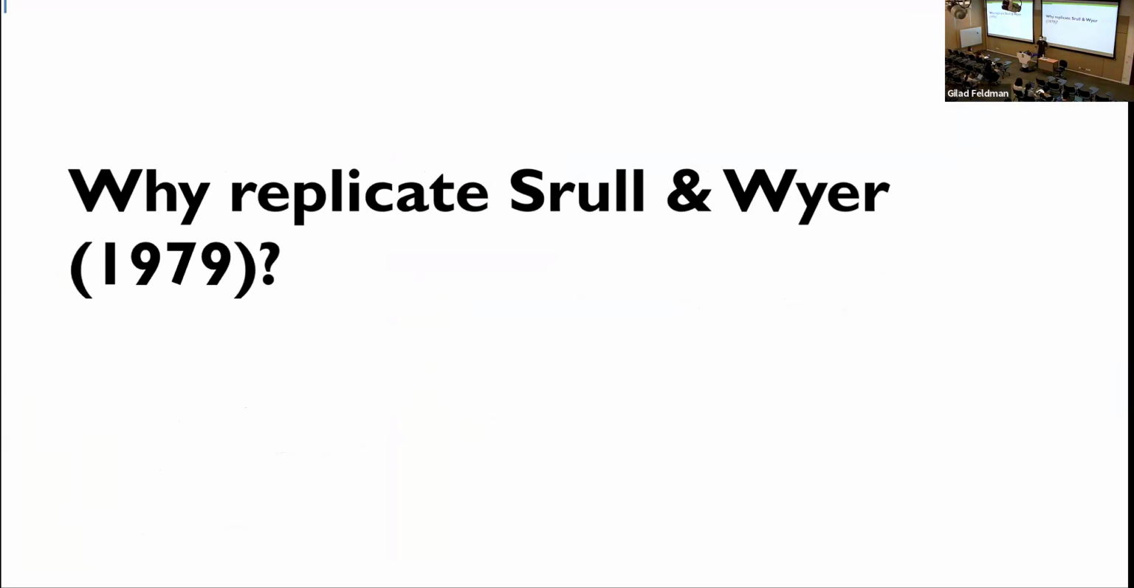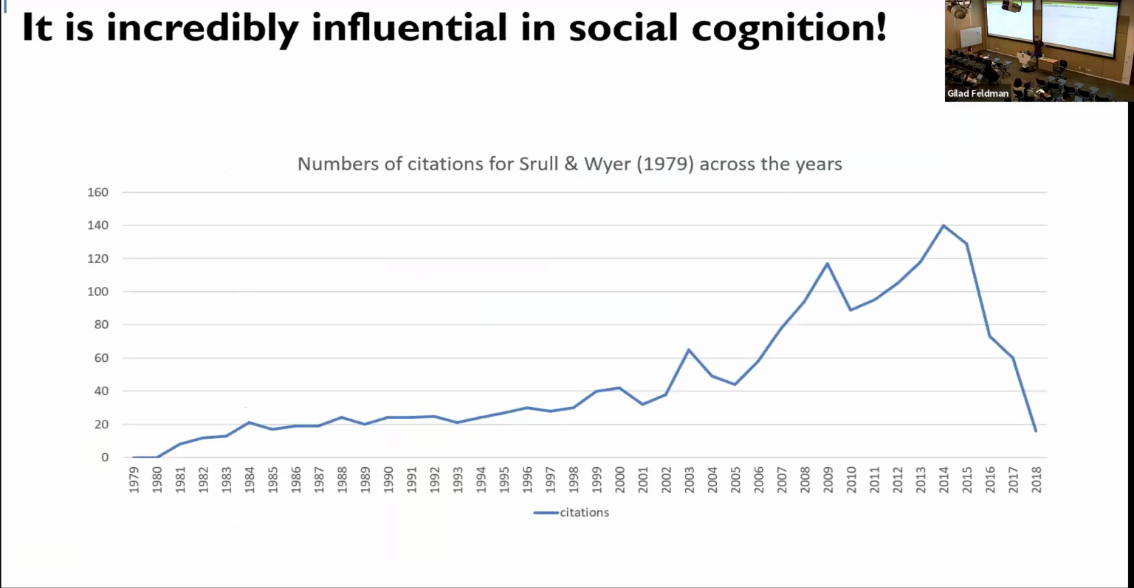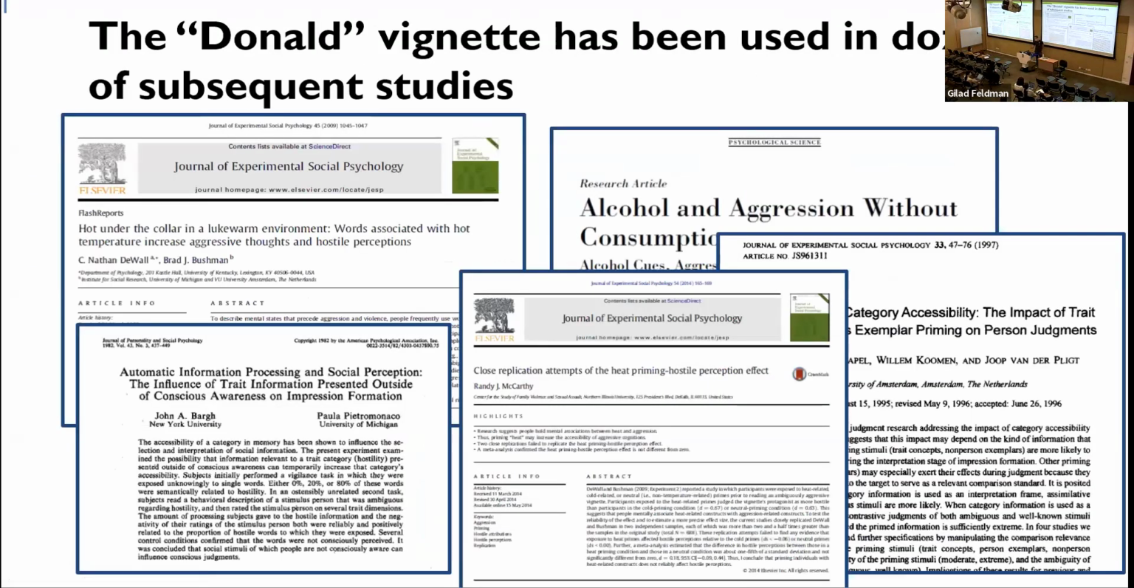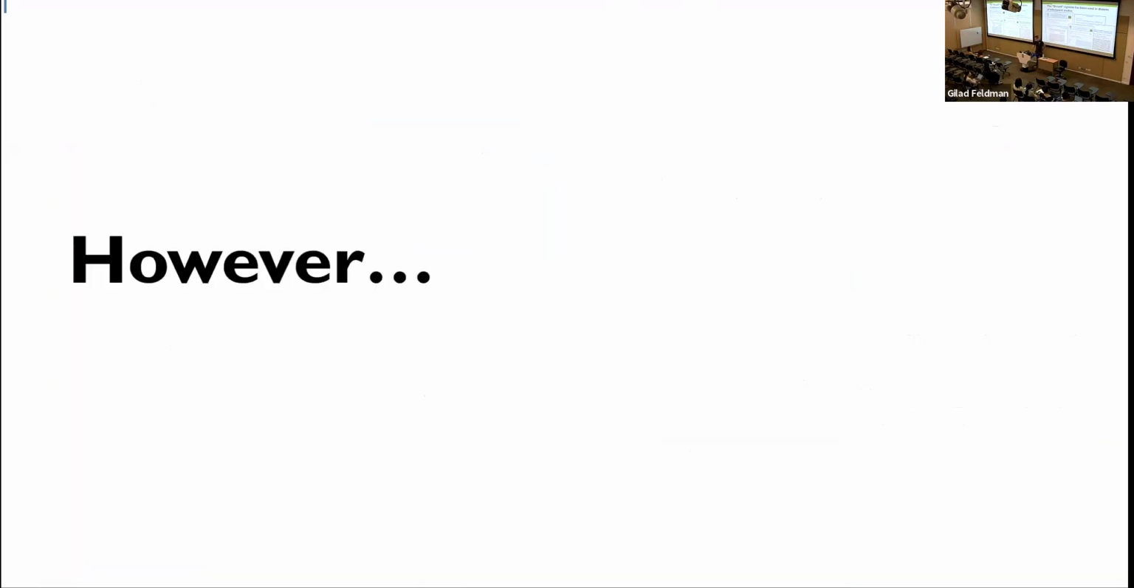These are some slides that Randy showed. You have a section in your replication assessment, why replicate these results? So he was saying things like, number of citations over time seems to be increasing, over 2,000 something now. So there's a lot of reasons to replicate this. It's been foundational for priming work in all sorts of domains. The Donald vignette has been used in many dozens of subsequent studies. By the way, just an interesting anecdote: the original vignette used Donald, but in the replication, they used Ronald, because back then Donald Trump was raising his head a little bit, so they really wanted to move away from Donald. Anyway, the Ronald vignette has been used many times.